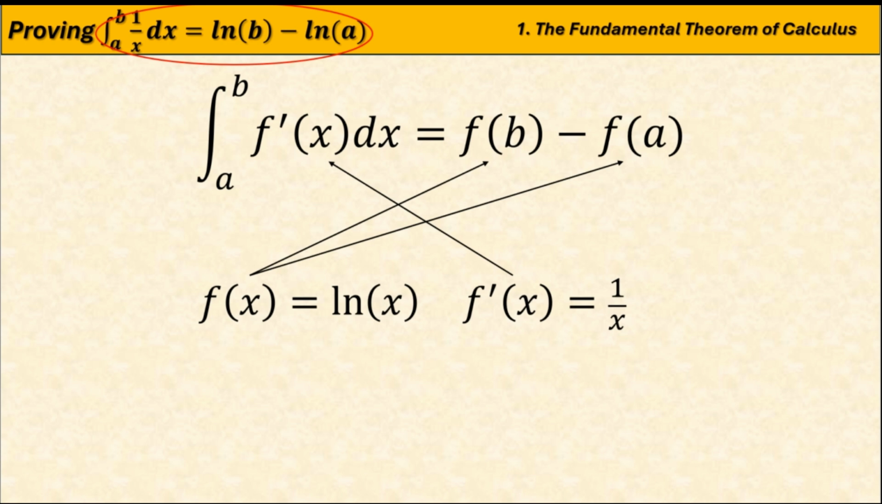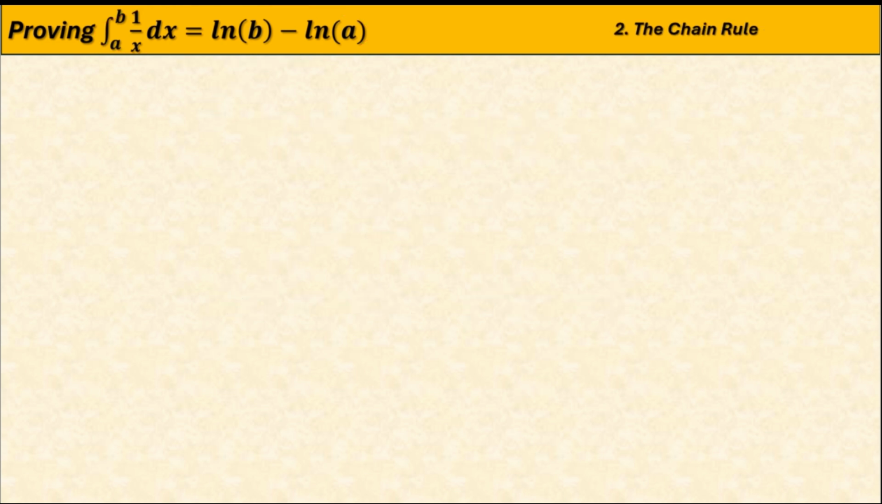get our desired result. So, all that is left now is to prove that the derivative of f of x when f of x is the natural log of x is 1 over x, or proving that the derivative of the natural log of x is 1 over x. And to begin doing this, I'm going to go into the next step of my proof.